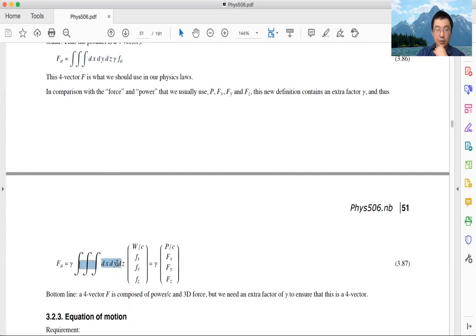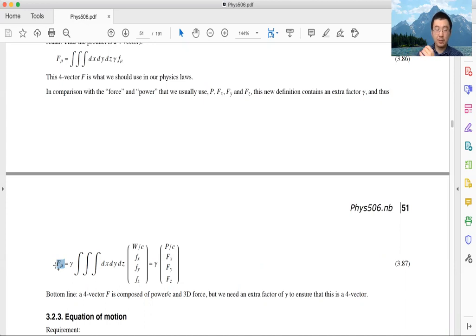When we do the space integral, power density becomes power. That's the definition. And the force density integrated over space becomes force. So this power and force are the definition of what Newton used. This is Newton's power, Newton's force. And if we multiply Newton's power and Newton's force with a gamma factor, it gives us the 4D force vector, the 4D vector of force.